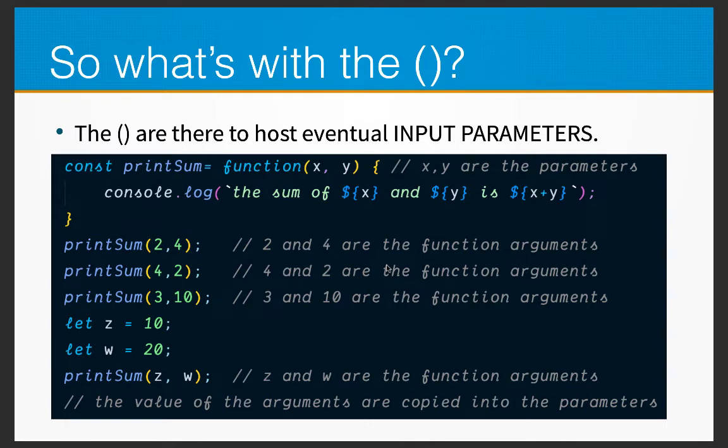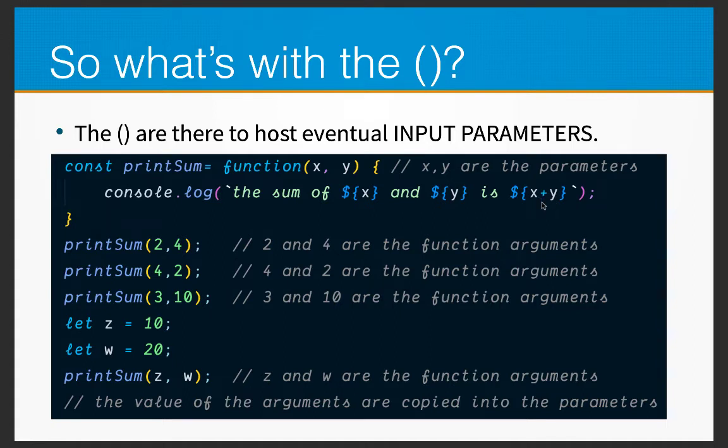Well, if you remember, one of our objectives was to be able to re-execute logic, but in the context of different data. So how can the function act on that different data? We can pass the data to the function as input parameters. As you can see here in this function expression, the function expects two input parameters, x and y, and then it prints that the sum of x and y is the value of the sum.